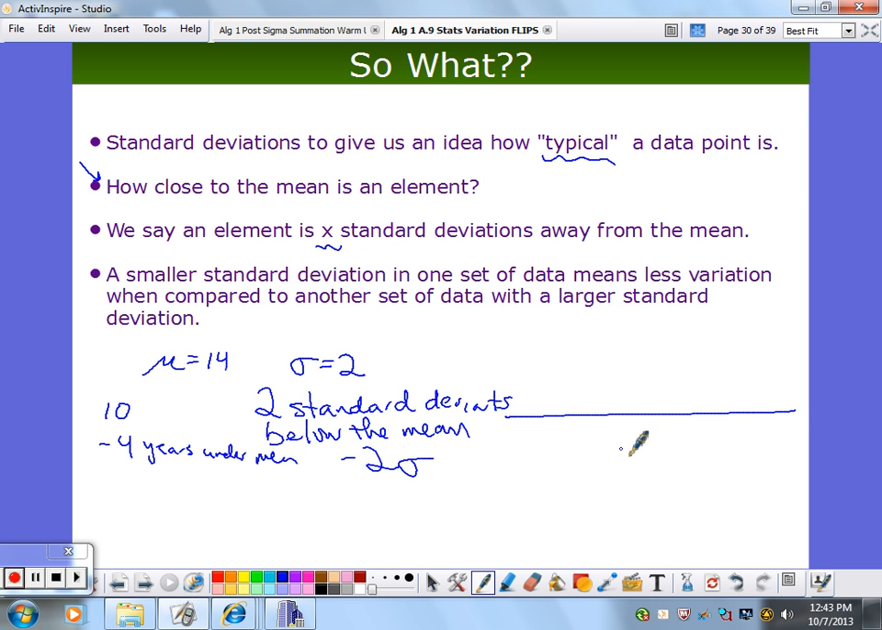So let's make a number line here. Here's my mean age of 14, right? This kid is 10. So if I was 1 standard deviation below, and each deviation is 2, where's 1 standard deviation? 12. Exactly. Now if I'm 2 standard deviations below the mean, I have to go another sigma, right? So how many standard deviations from the mean is my 10-year-old? 2. You were right. Now you're right for the right reason.